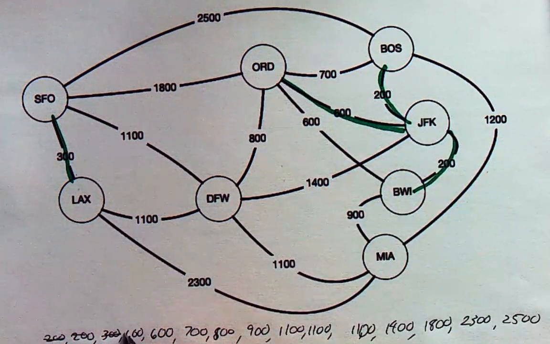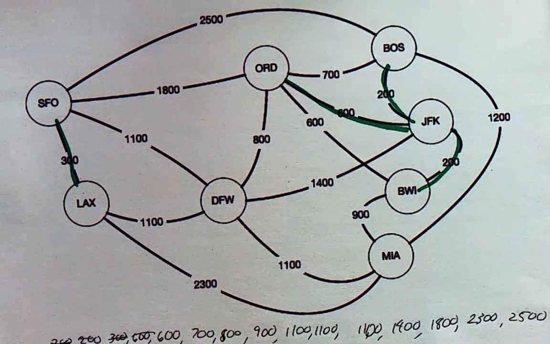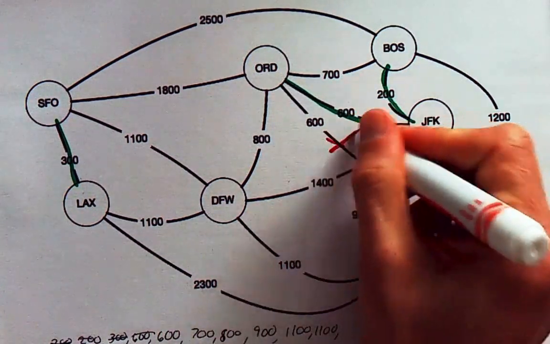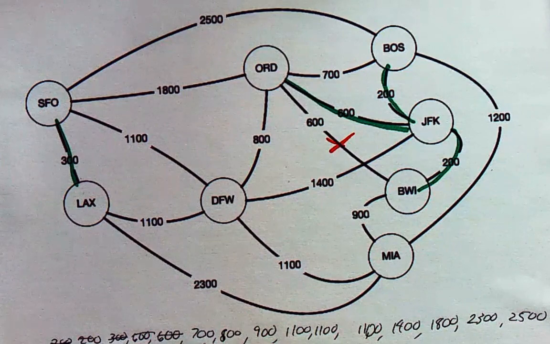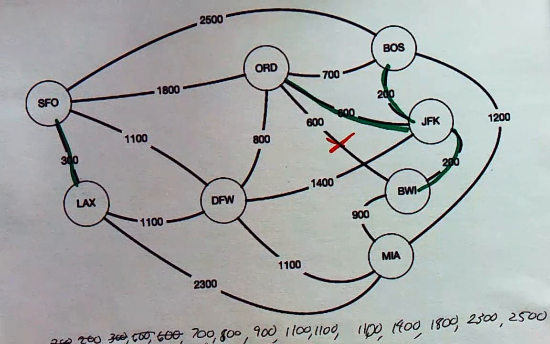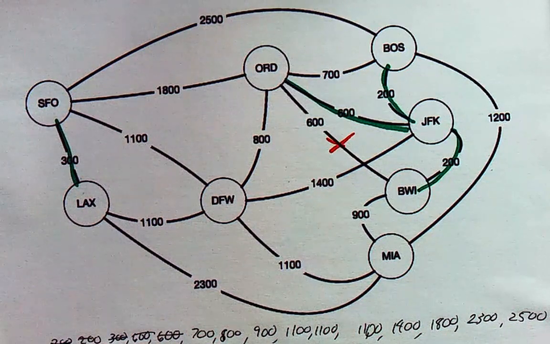Our next 600, oh, that would form a cycle. So this is one of the cases where we discard this and don't include it in our solution. Okay, we continue through our priority queue. We've got an edge of size 700. That's this one here. It also forms a cycle, so we'll also ignore it.